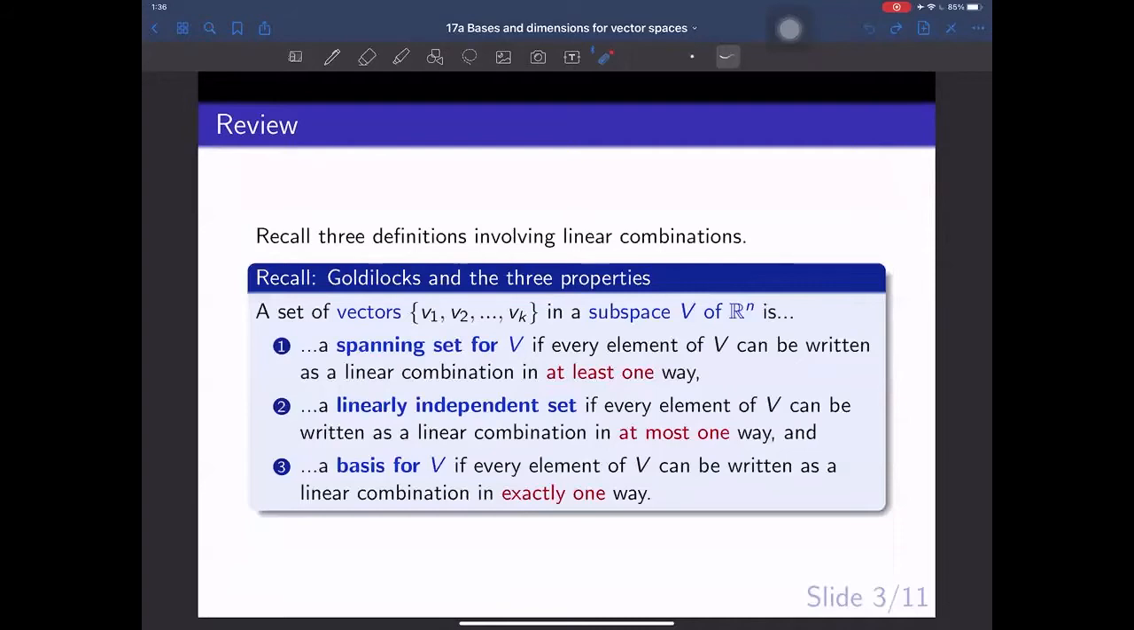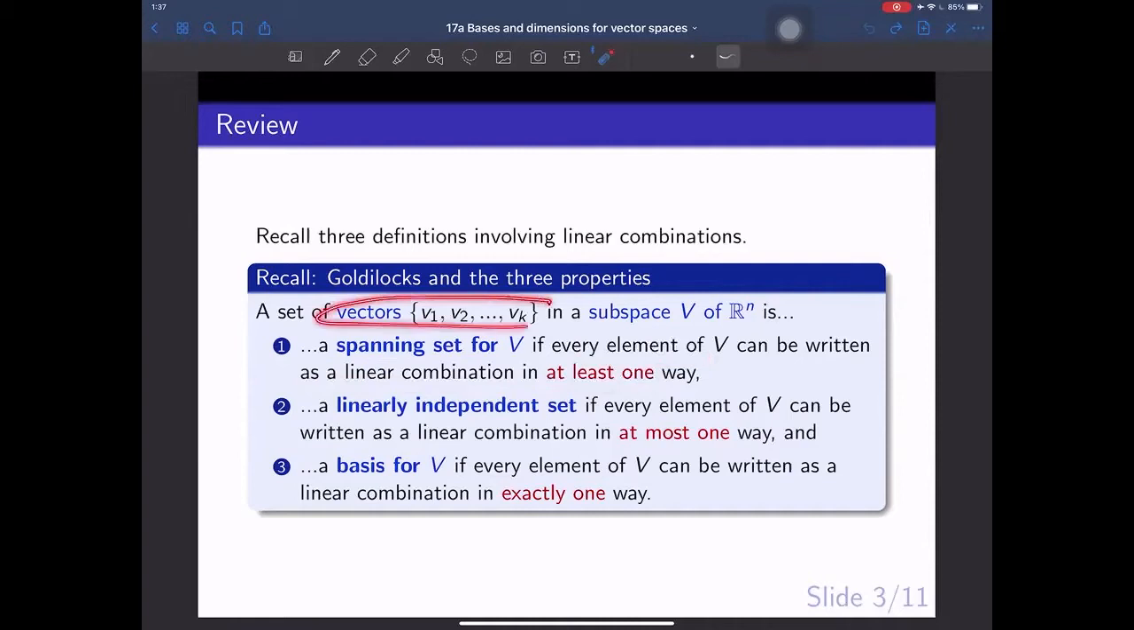Recall that for a subspace of Rn, we have these three definitions, all involving linear combinations. For a spanning set, a linearly independent set, and a basis. If we have a set of vectors in a subspace, this set of vectors is called a spanning set for the subspace V if every element of V can be written as a linear combination in at least one way.